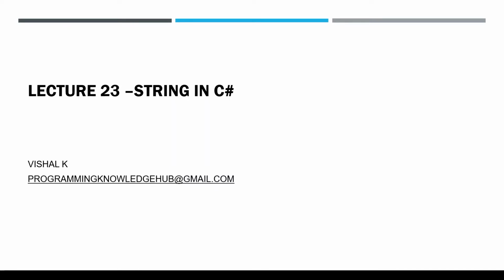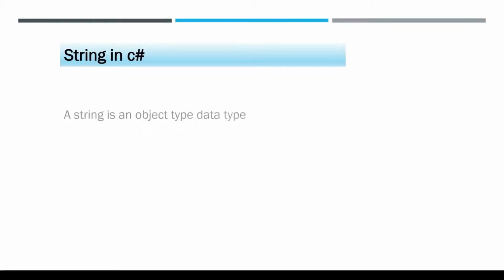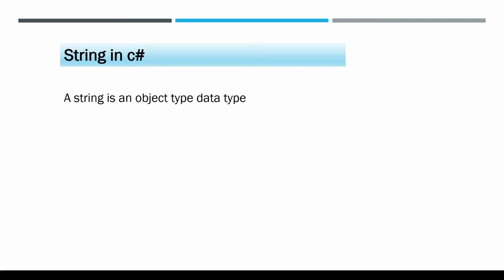I'm Vishal. In this lecture, I'm going to talk about the string data type in C#. A string is not a primitive data type like integer, character, float, double, etc. Instead, it is an object type data type of the string class.